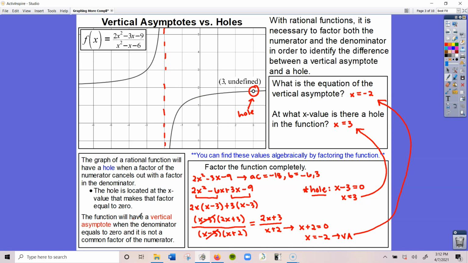The function will have a vertical asymptote when the denominator equals 0 and it is not a common factor of the numerator. That's over here. This was still left in my denominator. So once you simplify your rational function, you look at what's left in the denominator, and that is what you set equal to 0 to solve for the vertical asymptote. So let's practice just that.